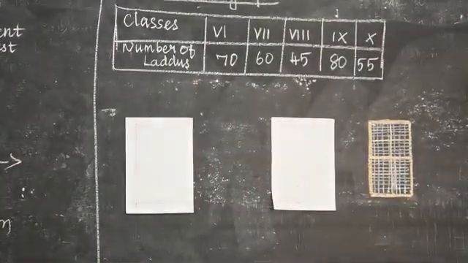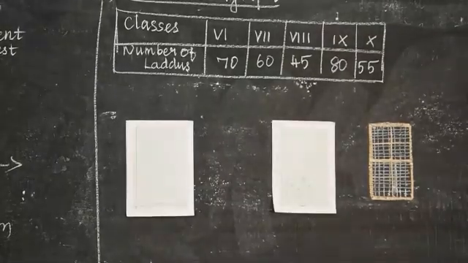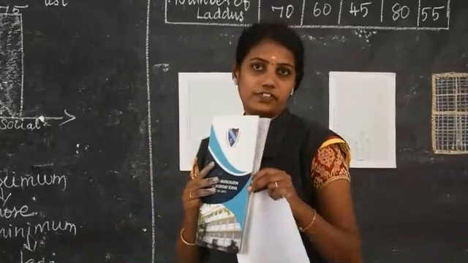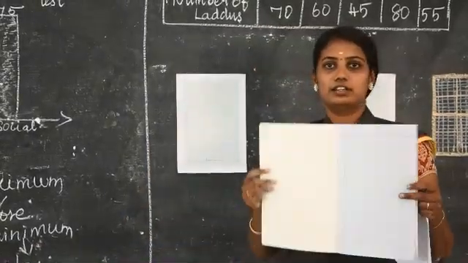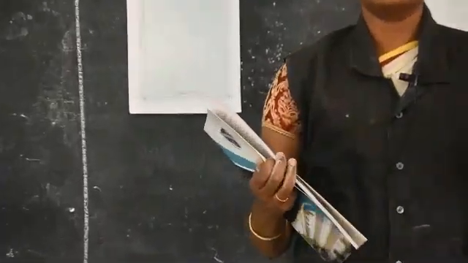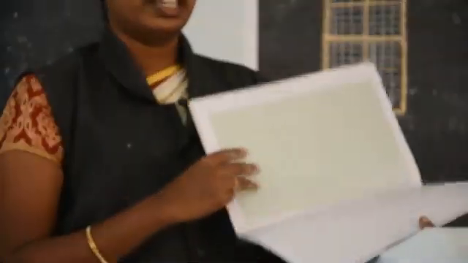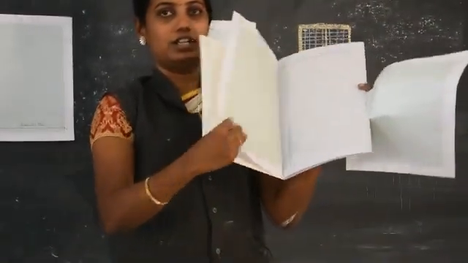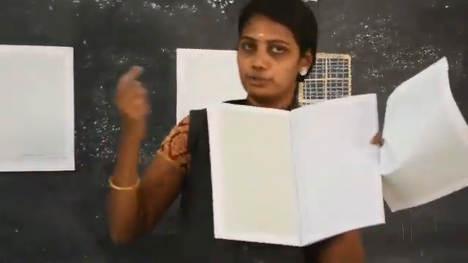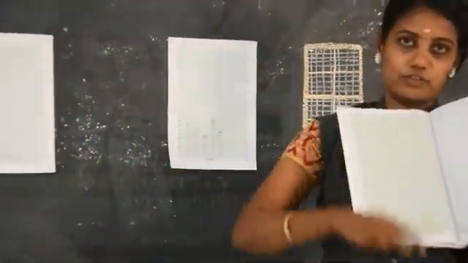Now everyone take your graph note. This is your graph note. Last class itself I told you to bring it, so use your graph note. If you don't have your graph note, you can use your graph paper. Leave one page and take the next page. Here you can write your question, question number 2. Here we are going to do that.